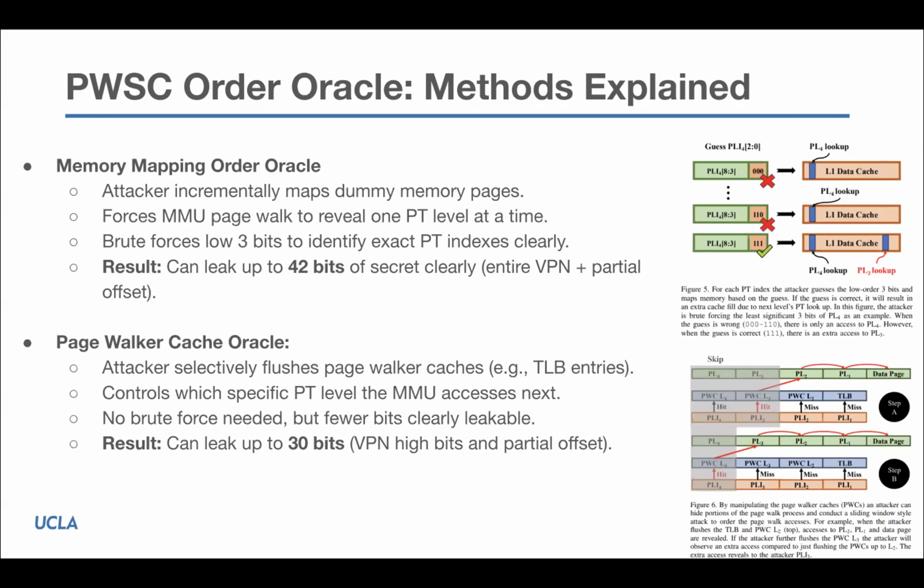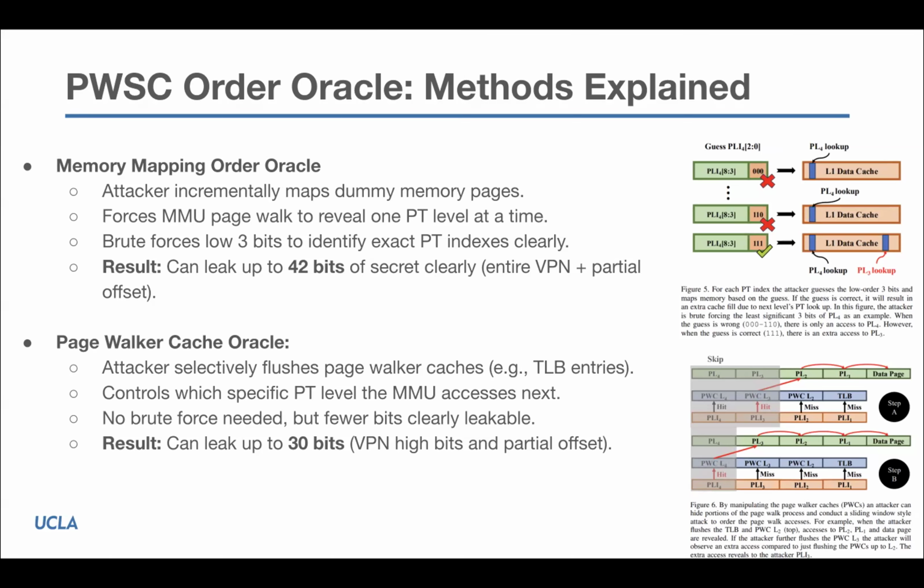And the second one is the page walk cache oracle. This one is a bit different. It doesn't mess with the memory mappings, but instead it flushes certain entries in the page walker's cache. That way, the attacker gets to decide which page table level the MMU looks up next. So it's cleaner, and it doesn't need the brute force, but it just leaks fewer bits. About 30 bits max, and mostly high order VPN bits and part of the offset. So it's kind of a trade-off: more bits means more work, and fewer bits means a simpler approach.